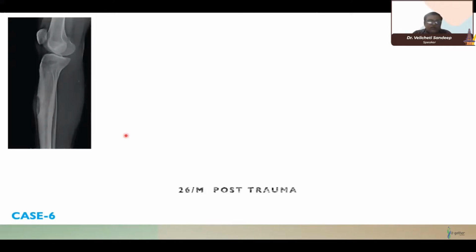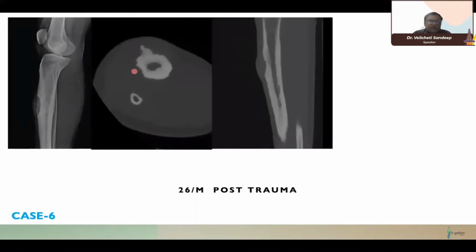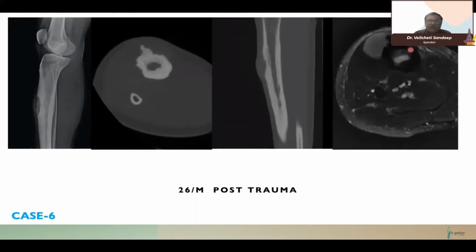Since it is post-trauma, the initial thought process was like that. But there is sclerosis, there is irregularity, there is periosteal or cortical thickening, and there is a scalloped border, which is very unlikely to be caused by acute trauma. So all these made us suspicious, and we have taken, let me move this one.